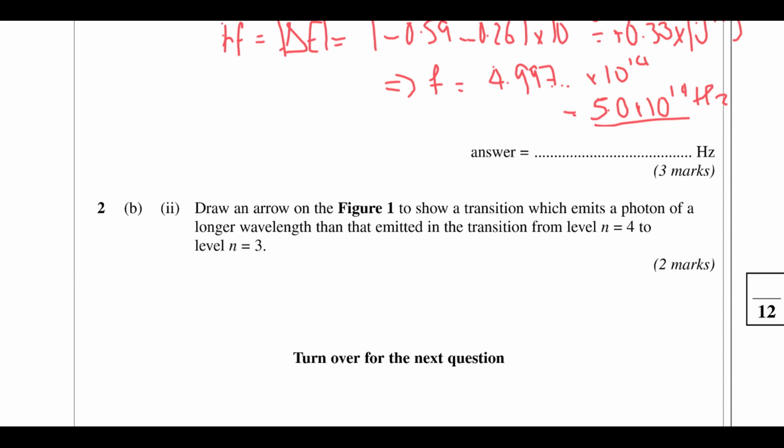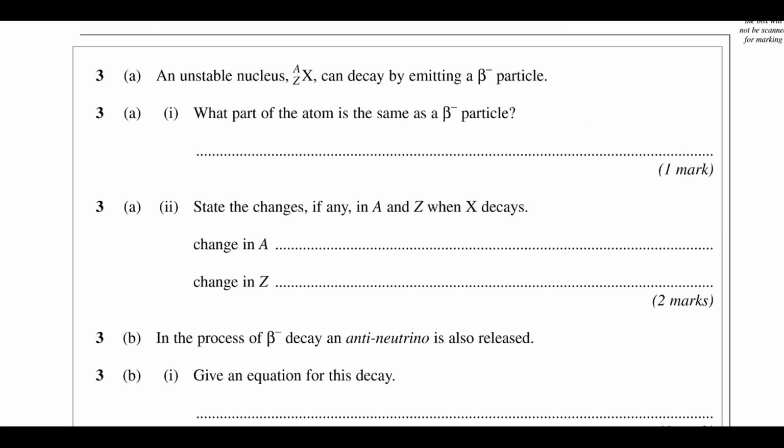Okay, so let's continue. So we've got an unstable nucleus, and it can decay by emitting a beta minus particle. What part of the atom is the same as a beta minus particle? Well, a beta minus particle is an electron. So it changes for any A and Z when X decays. So during a beta decay, A stays the same.